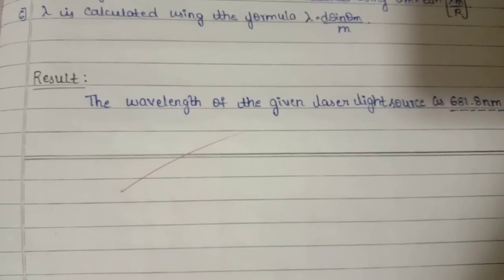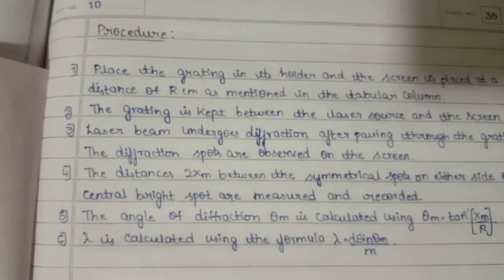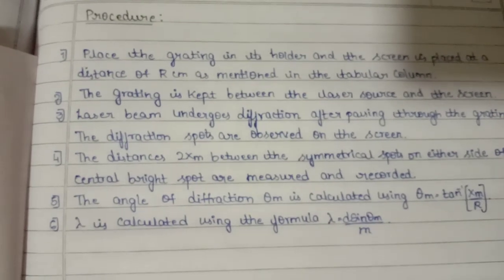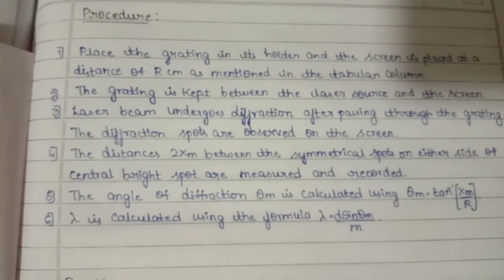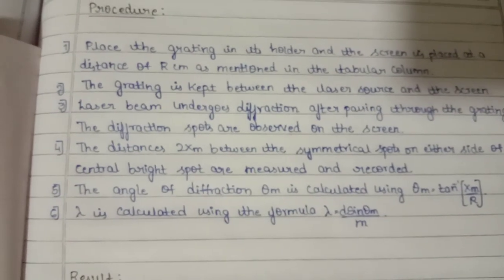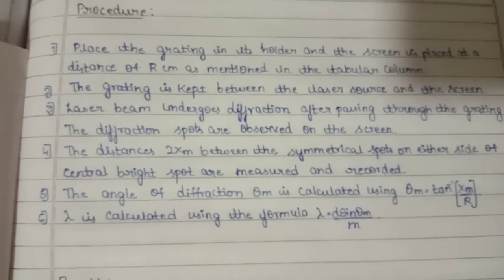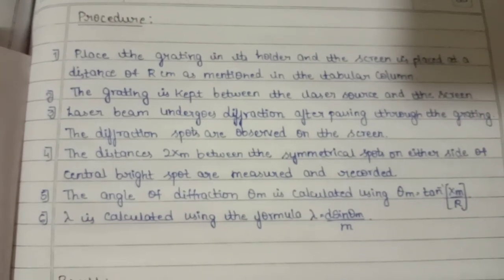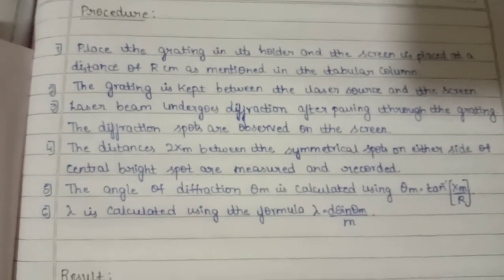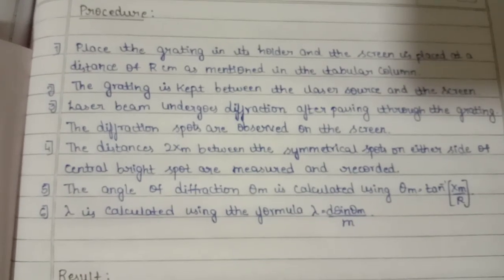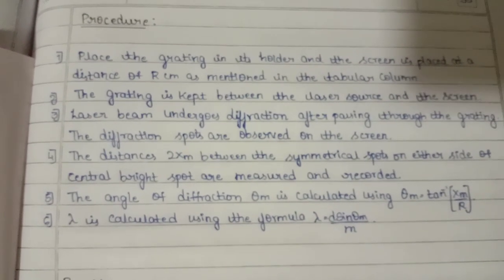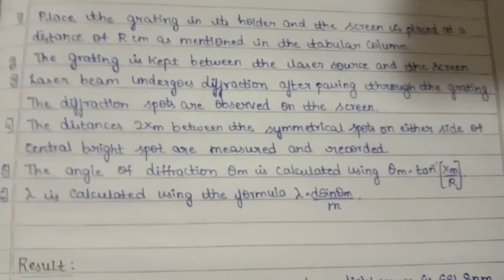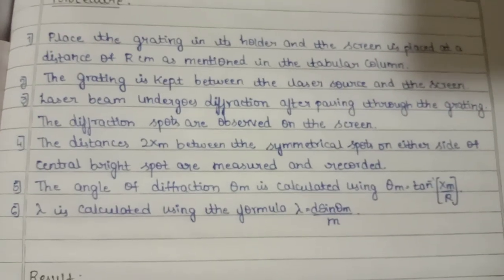It is the average wavelength. So here are some of the precautions. Here you must keep all the things in the same line, and the grating must be fixed properly to the grating holder, and make sure that the laser light undergoes diffraction after passing through the grating, so that you will see many spots. When you mark the spots on the graph sheet, you must be careful. It should not disturb the setup. You need to mark the spots with the help of a pencil, and then take it out.